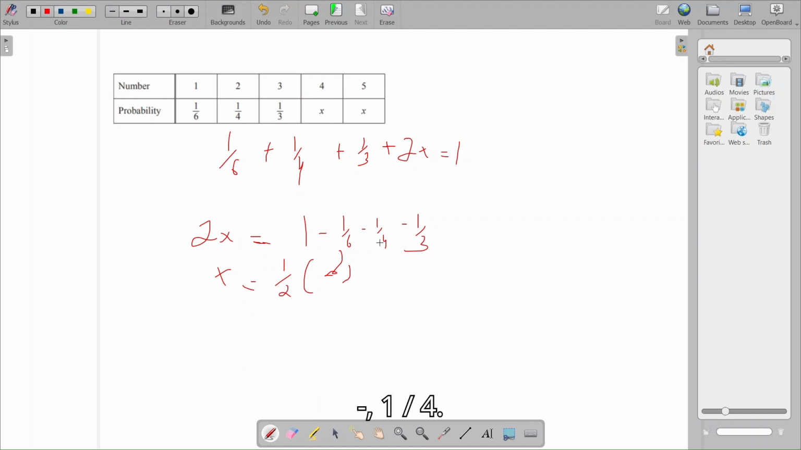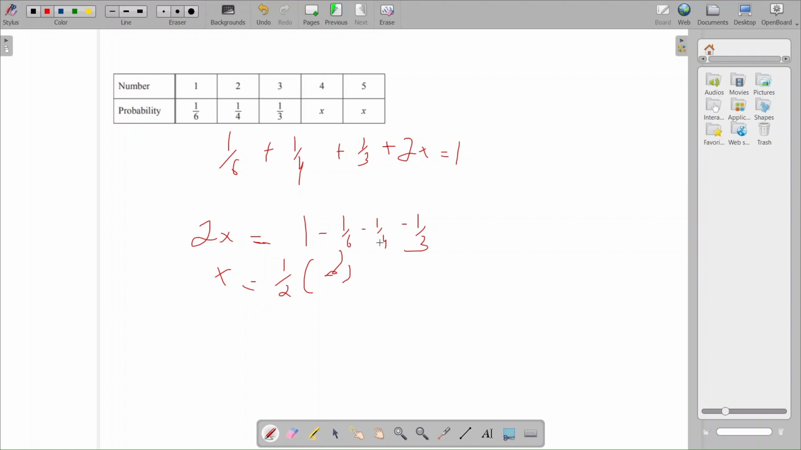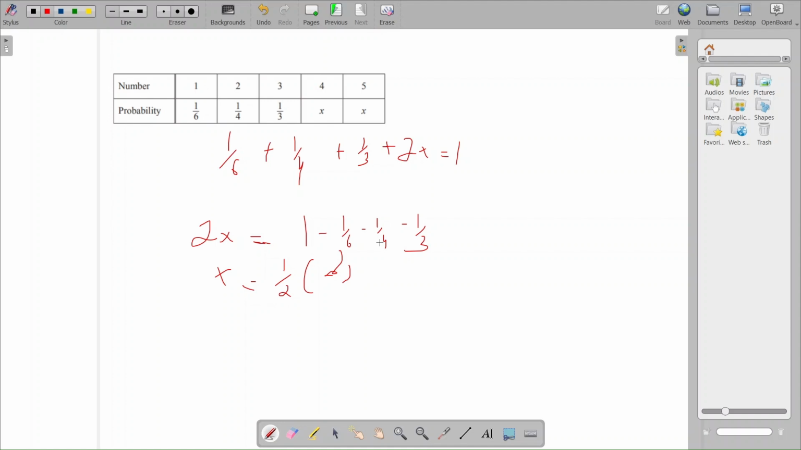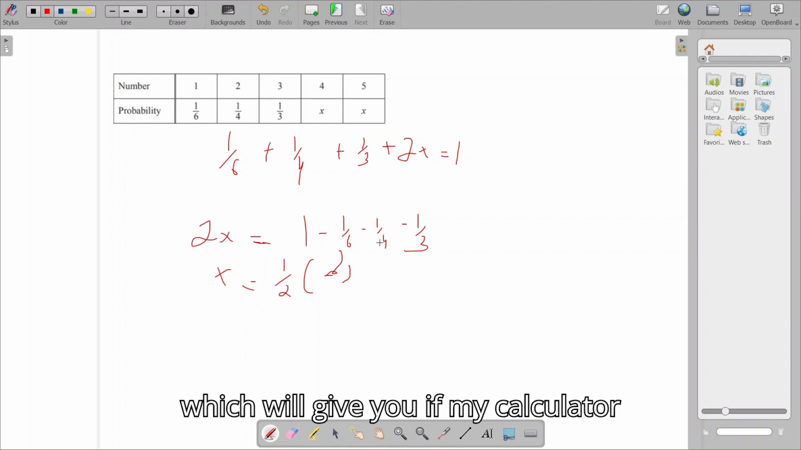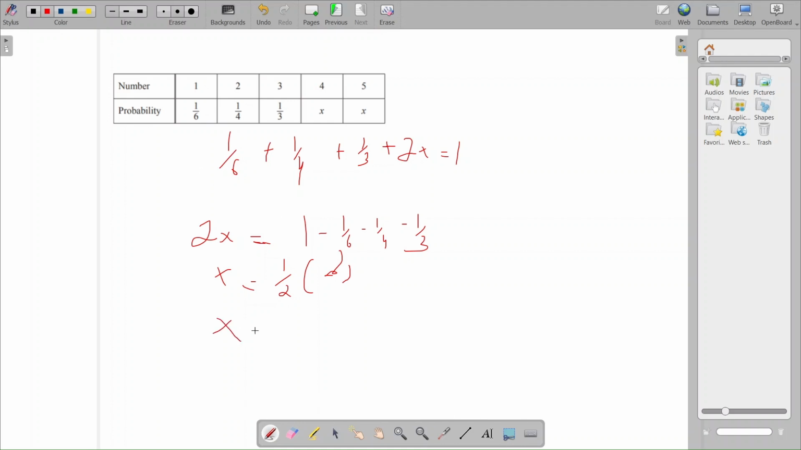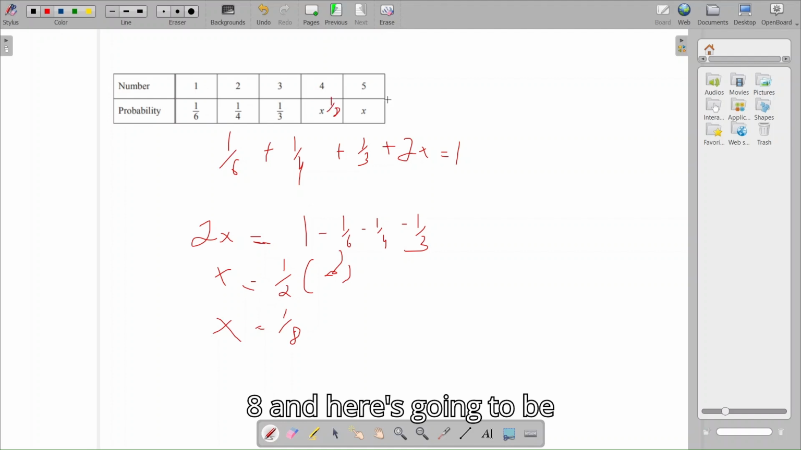So 1 minus 1 over 6 minus 1 over 4 minus 1 over 3, all of this in brackets multiplied by 1 over 2, which will give you, if my calculator decides to work, 1 over 8. Okay, so here it's going to be 1 over 8, and here it's going to be 1 over 8.